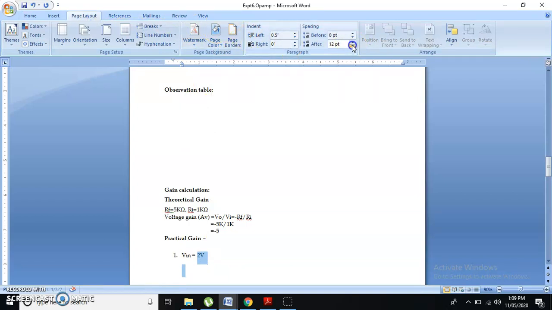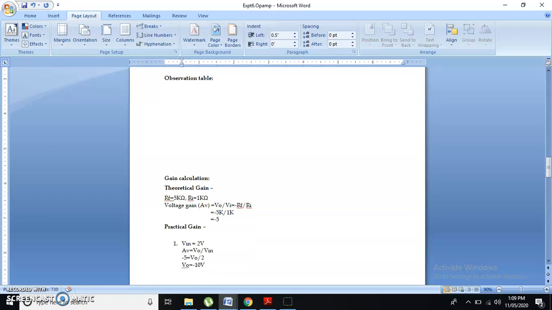Wait a minute. V in is adjusted to 2 volt, and we know that the gain AV is equal to VO divided by V in. That is, minus 5 is equal to VO, the unknown value, divided by the input adjusted, which is 2 volt, right? Therefore, VO is equal to minus 10 volt. This is the first reading.